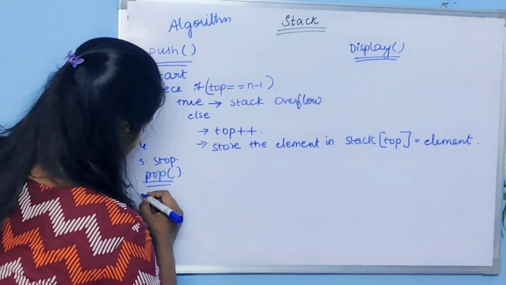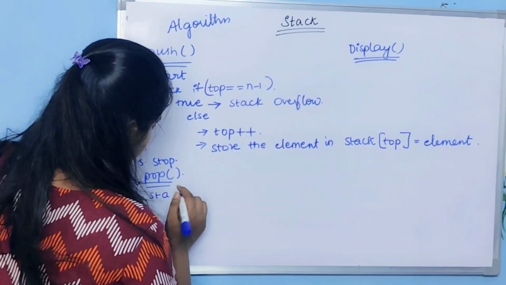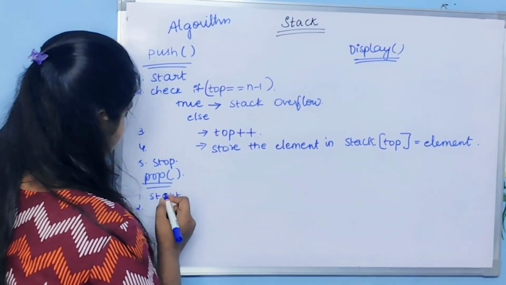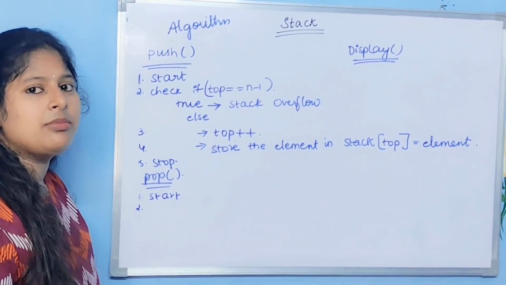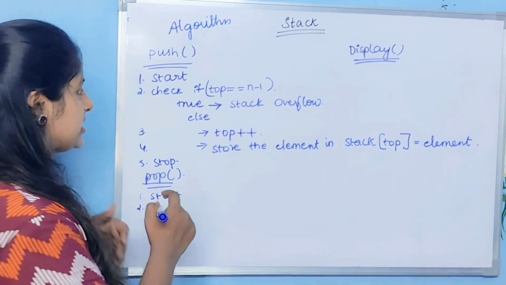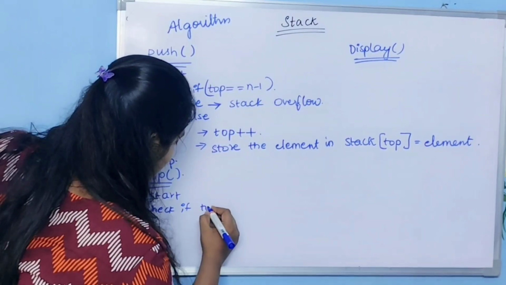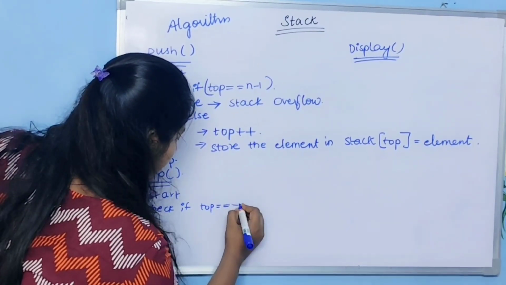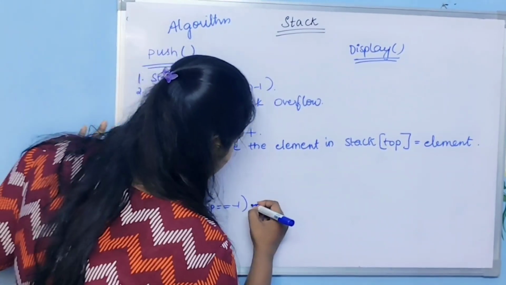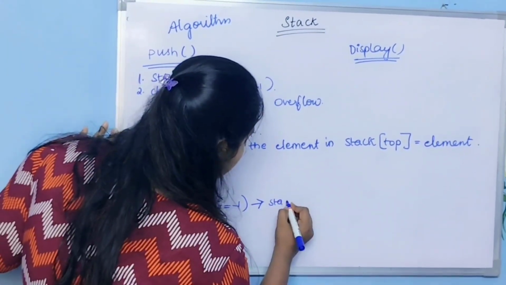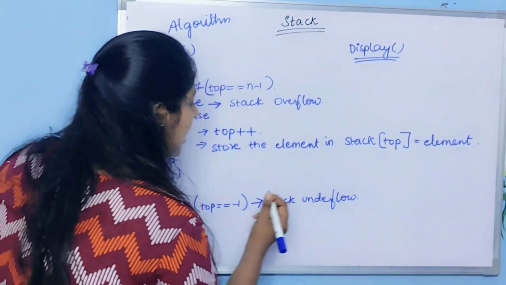Next one is pop. First, start. Now, if you want to delete elements, first you will check that there should be some elements present in the stack, right? So that is the first condition. Check if top equals minus 1. In case this top equals minus 1, then what should happen? There is a condition called stack underflow, since you cannot delete elements from an empty stack.